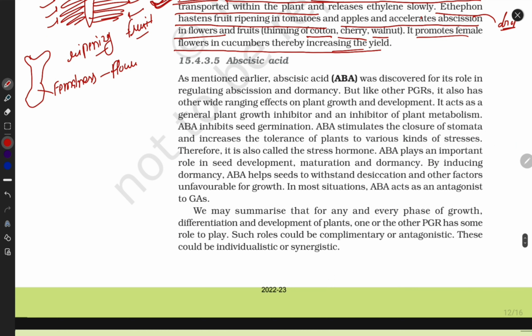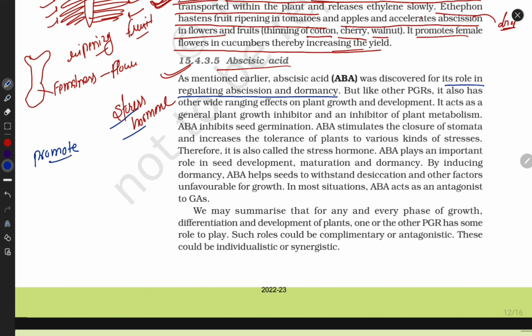Now the next hormone is abscisic acid. This is also called a stress hormone. Look at here, its role in regulating abscission and dormancy. What do they do? They promote seed dormancy. Means they inhibit what? Seed germination. So they promote seed dormancy, the sleeping time of the seed.